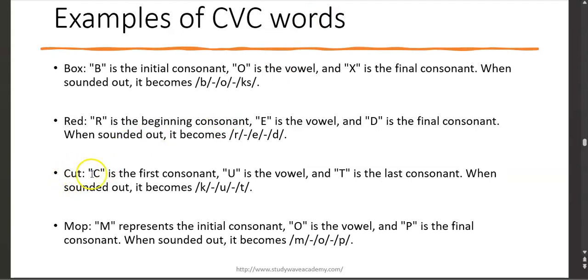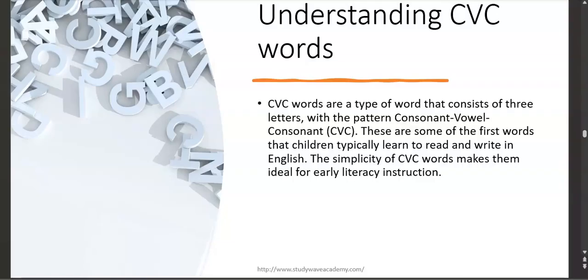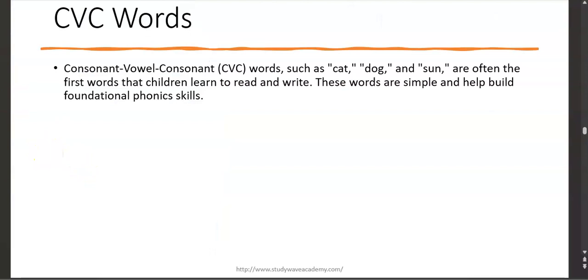T is a consonant. Therefore, it's a CVC word. Same as mop. So CVC words are very, very simple to understand, okay? Just remember that every other letter is a consonant except the 5 vowels. And I'll write it here so that we can know the vowels.